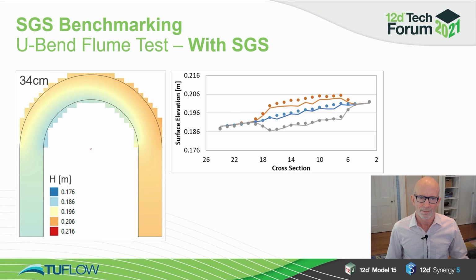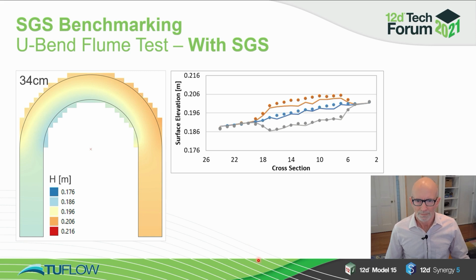The other benefit that subgrid sampling has, and basically subgrid sampling is more influential when the size of the 2D cell is much larger than the underlying data, the underlying DEM or tin. So if we simulate this model with a 34 centimeter resolution, and this is 1.7 meters, so there's about 5 cells across here.